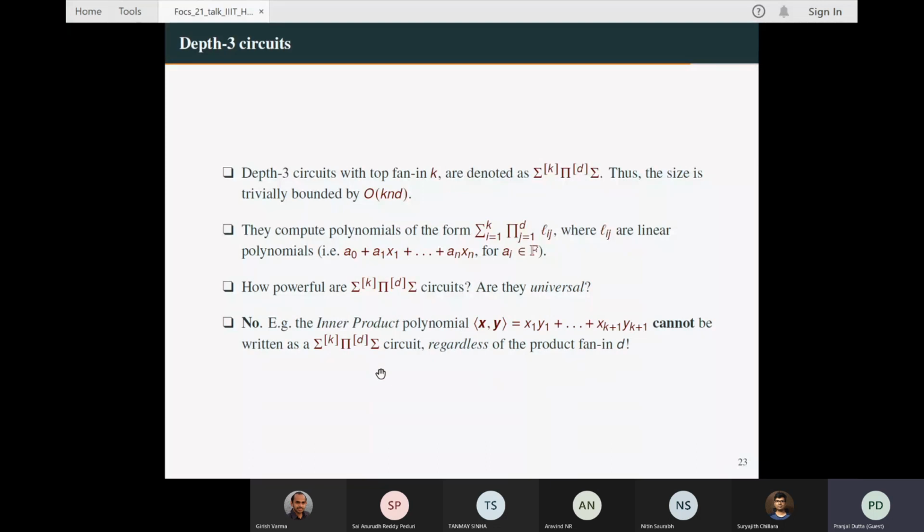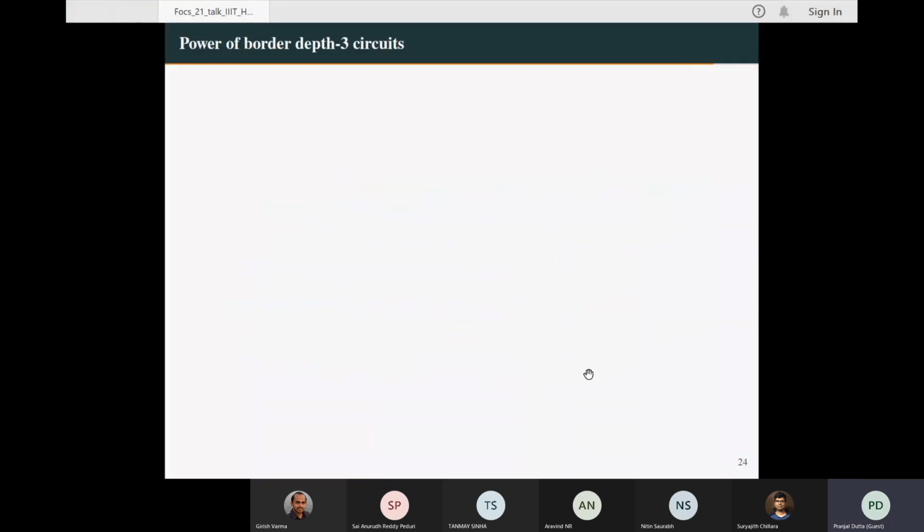You can assume d to be exponential in k, doubly exponential in k, whatever. You can take d to be arbitrarily large. I'm saying that no matter how large d is, you can never write this polynomial as ΣΠΣ with top fanin k. But it is obviously in Σk+1 Π2 Σ, yet it can never be computed as ΣkΠdΣ. Why am I saying this? Because I want to tell you how weird or how powerful the border classes can be. The same questions can be asked in the border class.